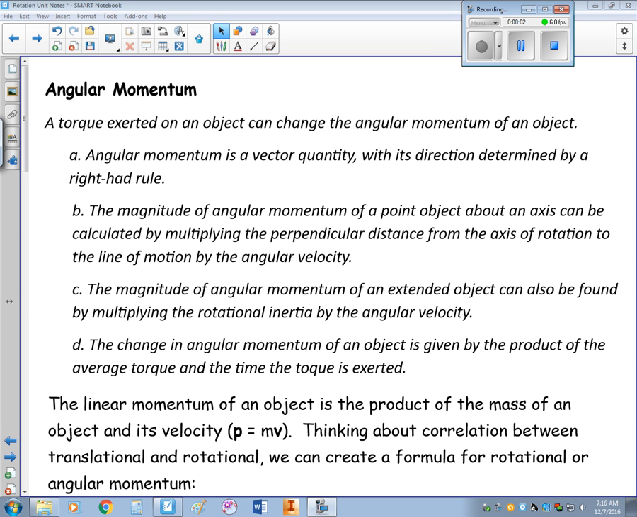This is video 6 for rotation. So for this one we're going to talk about angular momentum. Now for some knowledge, a torque exerted on an object can change the angular momentum of an object.